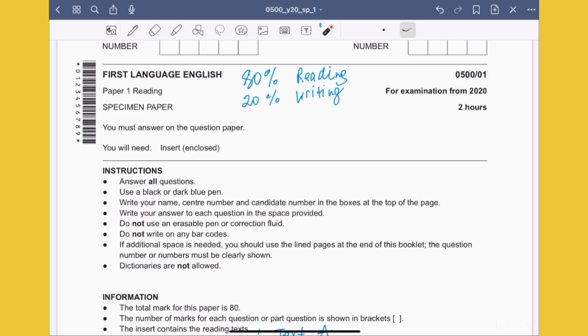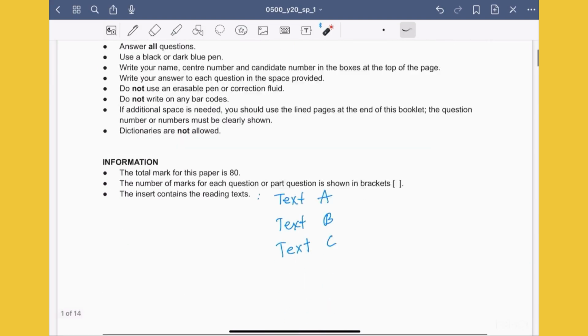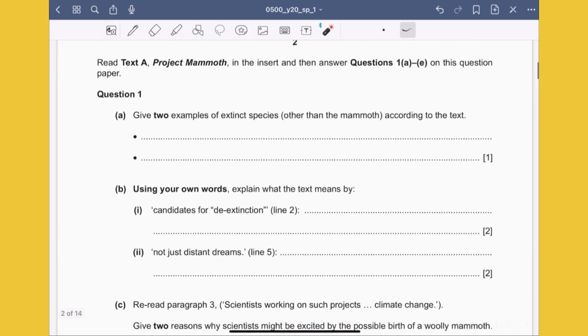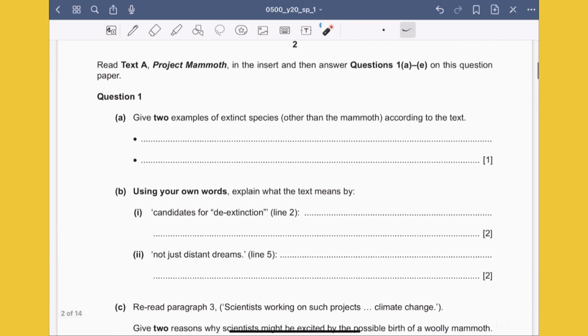Okay. Now, let's have a look at question 1. What is expected from you in question 1? As you can see, you have to read the text, which is called Project Mammoth, and then answer questions 1A to E. Usually I would explain this part as a reading comprehension, because basically you just read the text and find the answers and put them here.